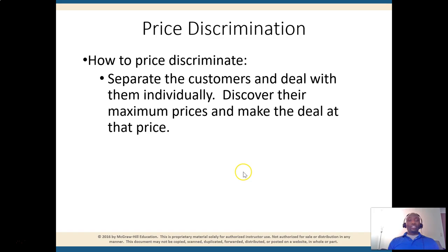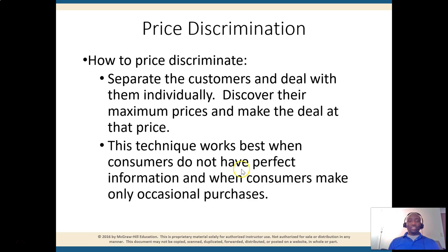Okay, so basically how to price, you know how price discrimination works. You separate customers and deal with them individually. That's the whole point. Then if you can discover their willingness to pay, then you can charge them accordingly. But sometimes it's not easy. It works if customers don't have perfect information. That's why, as a customer, you need to do your homework to make sure you're not going to be charged a certain price.